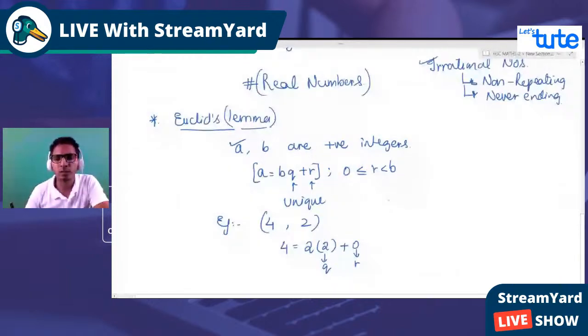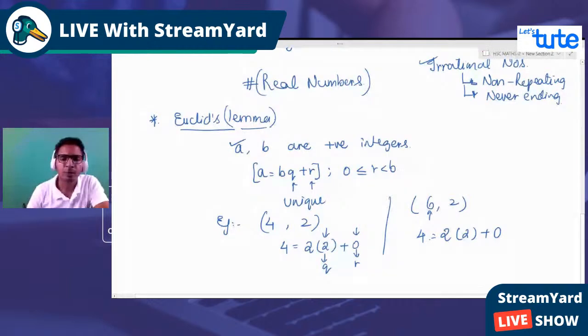Suppose I want to use 6 and 2, and I want to use Q and R from here, I can never use them, right? Suppose I still say I will use it. 2 multiplied by 2 plus 0, correct? But this will never give you 6, you are getting 4 from here. So this makes us understand that whenever you have two positive integers, you will get two unique integers. In this case, it is Q and R, where R is greater than or equal to 0 and less than B. So this is what we understand from Euclid's lemma.